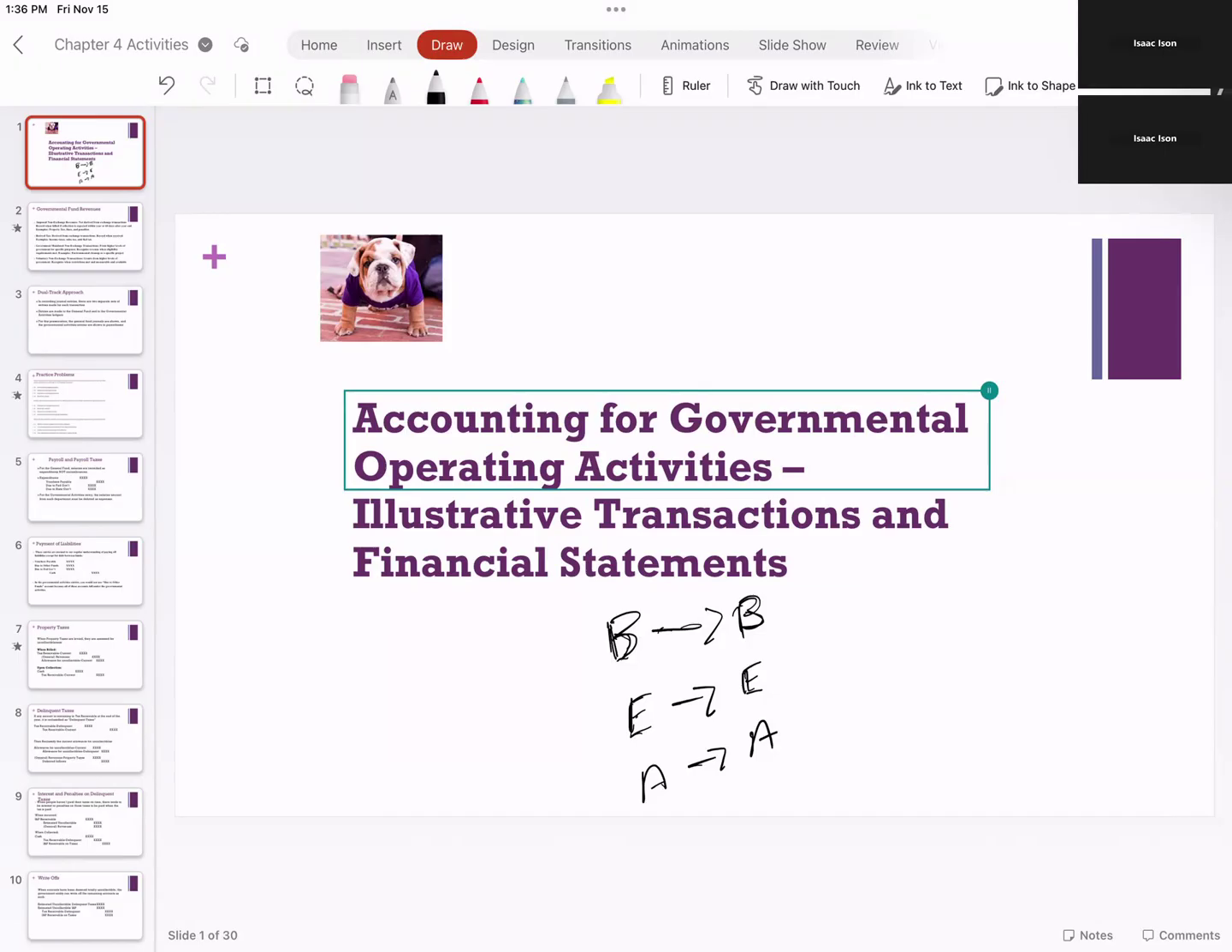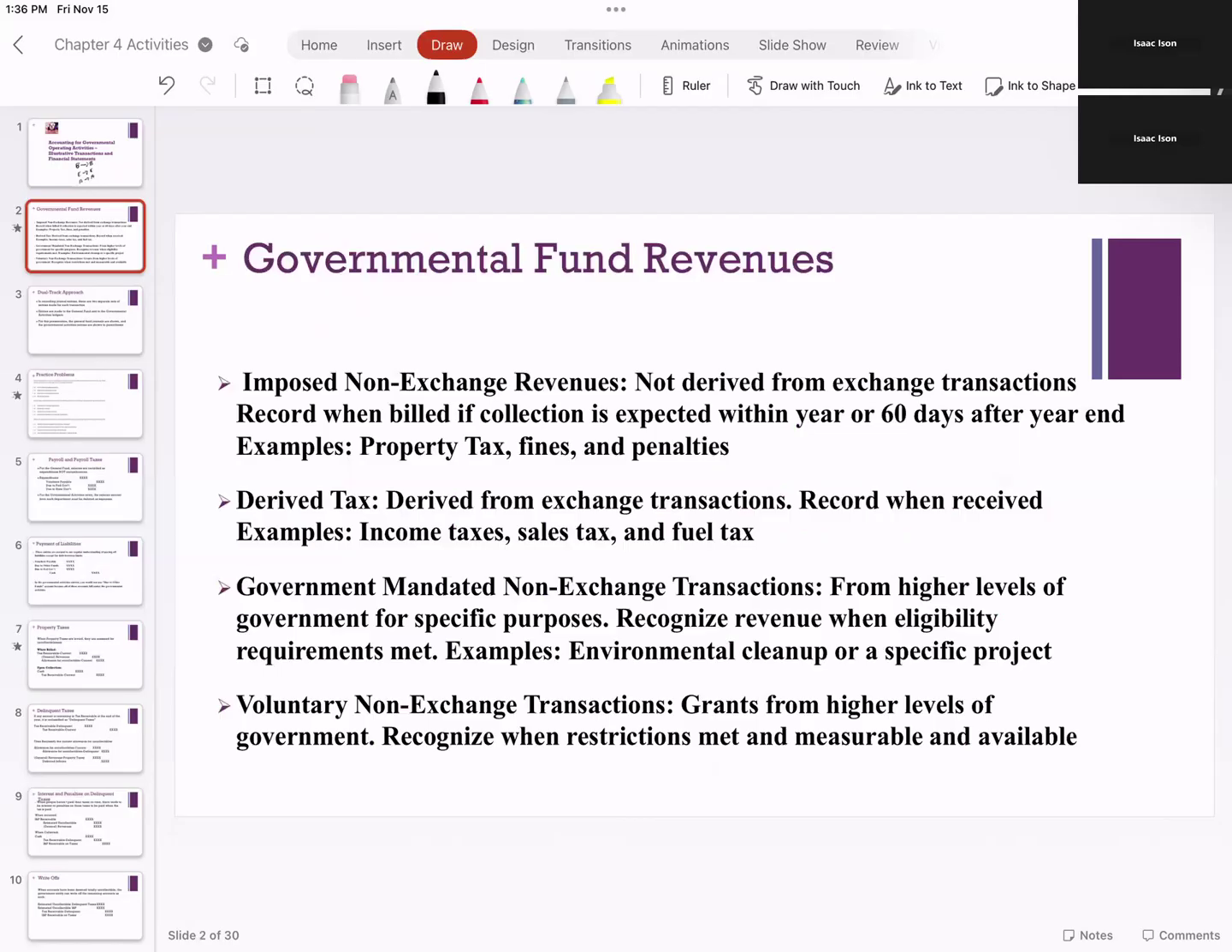So this is a little bit high level, and this PowerPoint's available in Brightspace. So, some of it we'll go over and look at specifically. We'll do some practice problems. Other parts of it, I'll just let you go through and see how those transactions work. Okay. All right. So first off, focusing on different types of revenues.